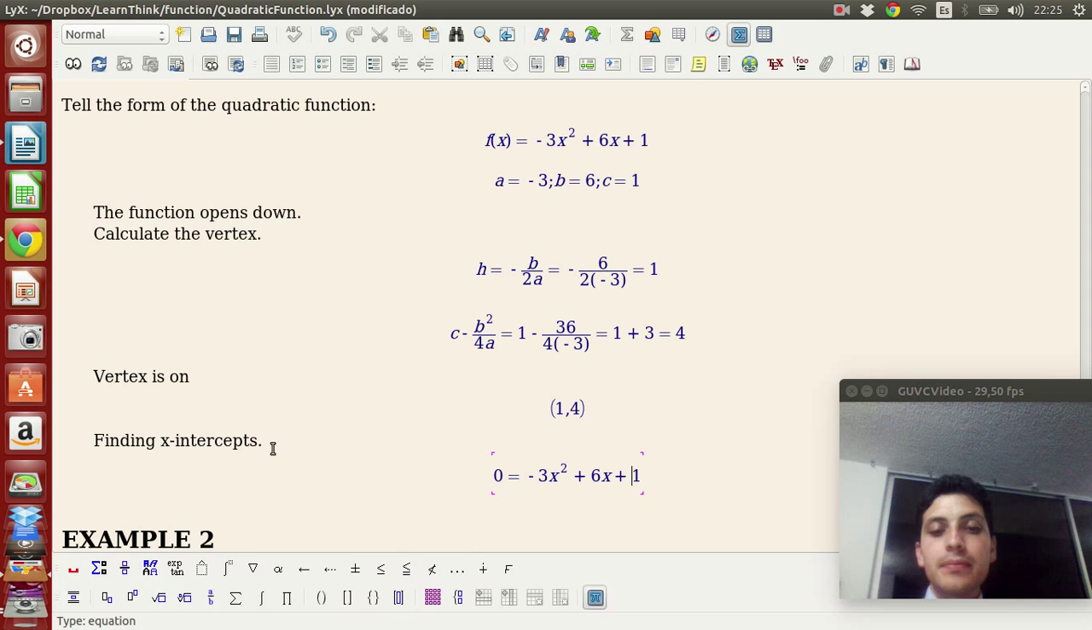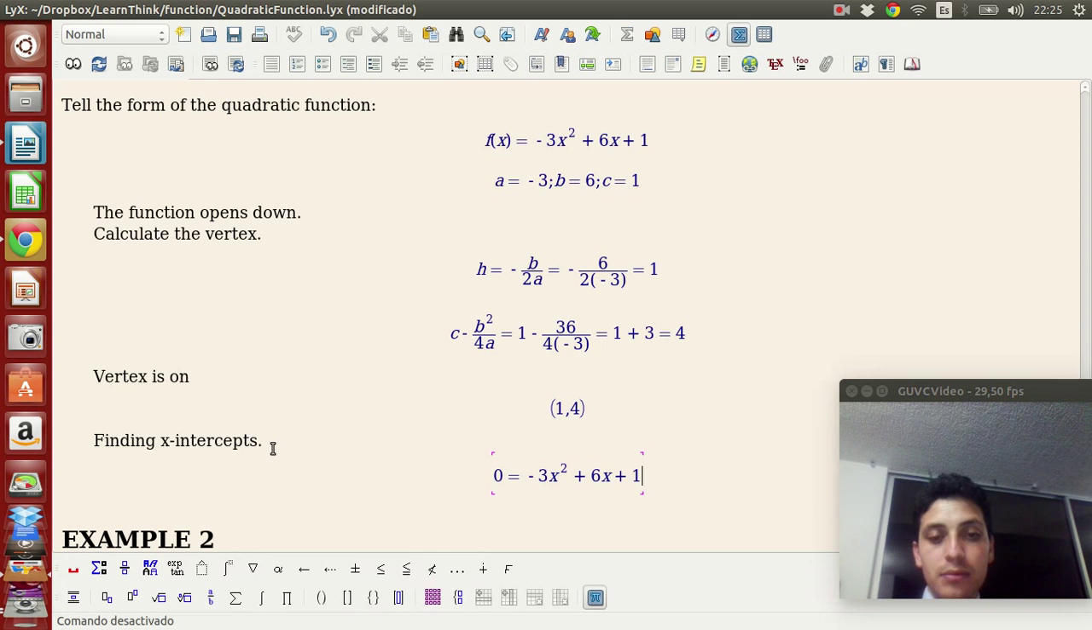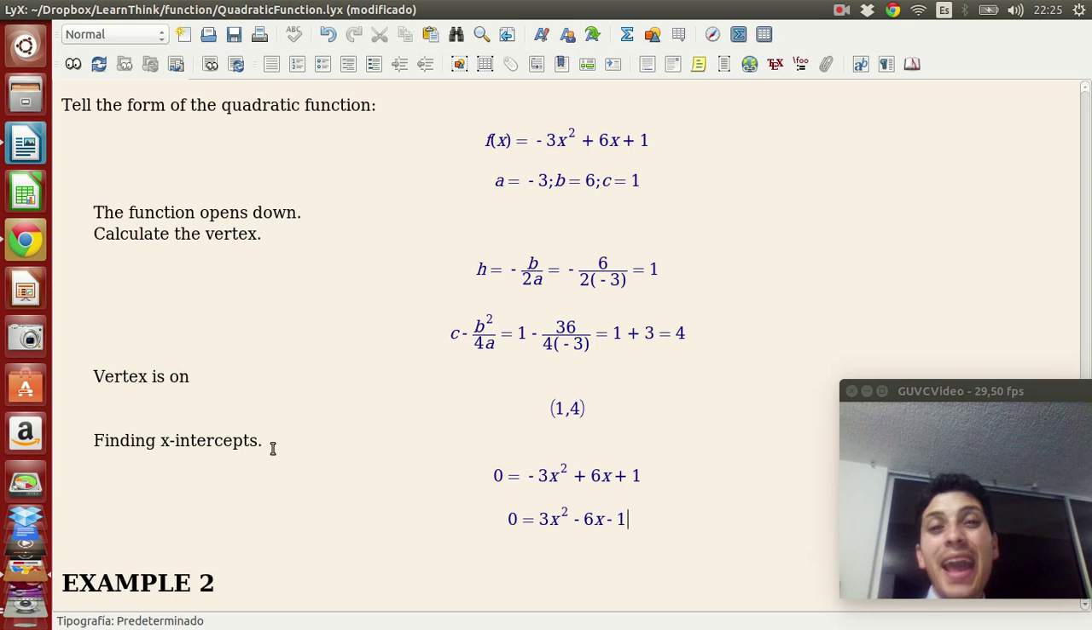Okay, I'm gonna apply factoring to find the intercepts. Remember, if factoring doesn't work for you, you can apply the quadratic formula. So let's multiply the whole equation by negative to have 3x squared minus 6x minus 1. This is a trinomial of the form ax squared plus bx plus c. I'm just going to apply the method; we need another video to explain it.